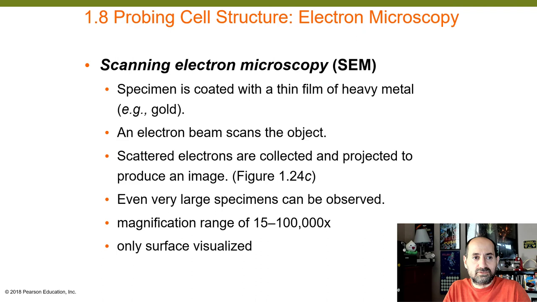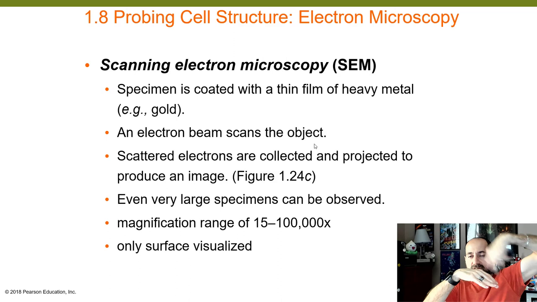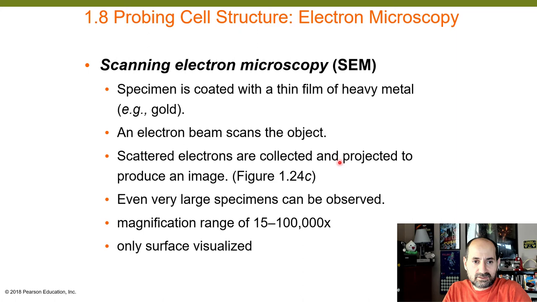Now, scanning electron microscopy, remember what this is? This is when you're looking at the surfaces of cells, right? And again, your specimen is coated with a thin film of heavy metal such as gold or silver, and then an electron beam scans the surface of the object, and that relays that information to a sensor. The scattered electrons are collected and projected to produce an image, and then even very large specimens can be observed because you're looking at scatter profiles. And again, the magnification isn't as good as TEM, but you can see the surface nicely.